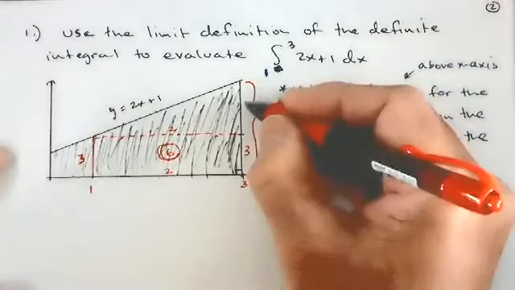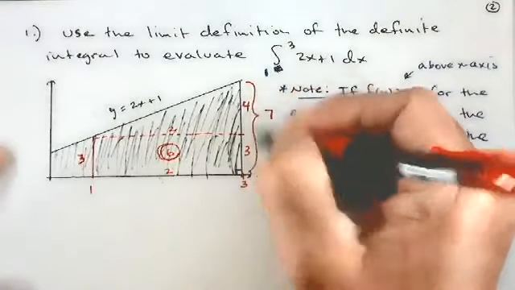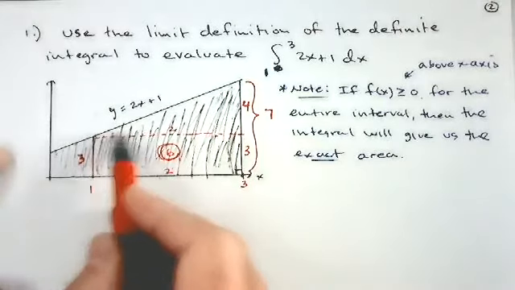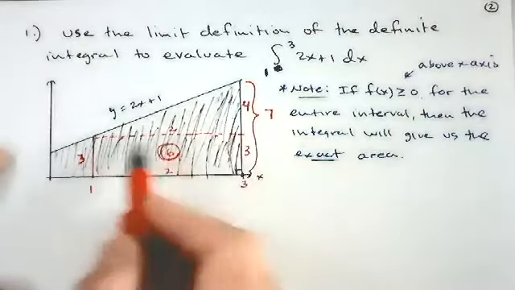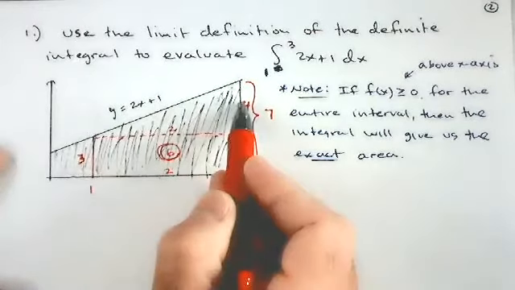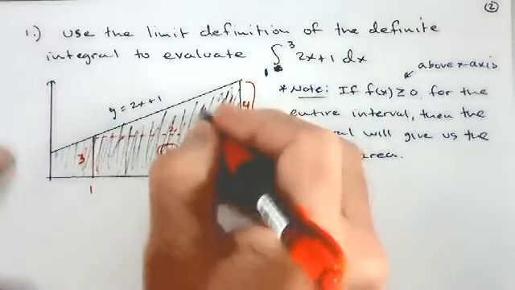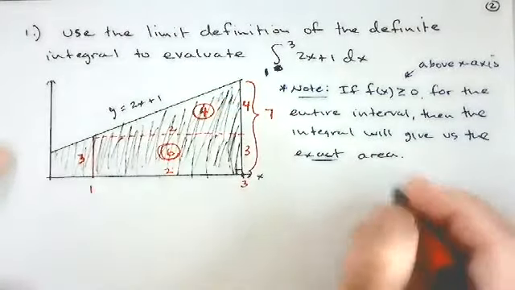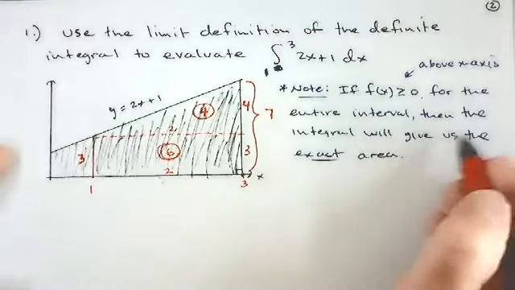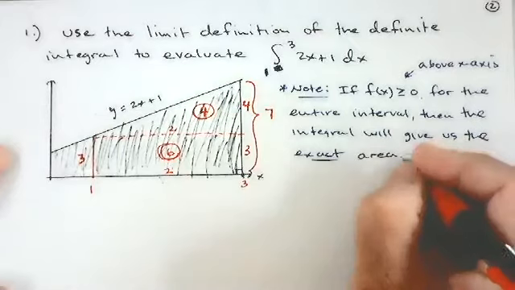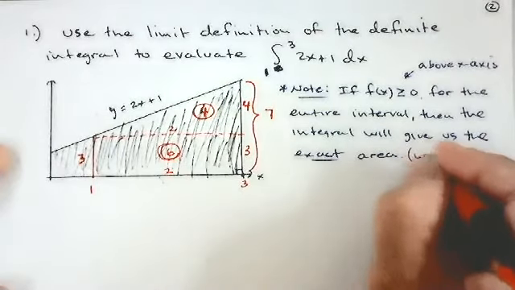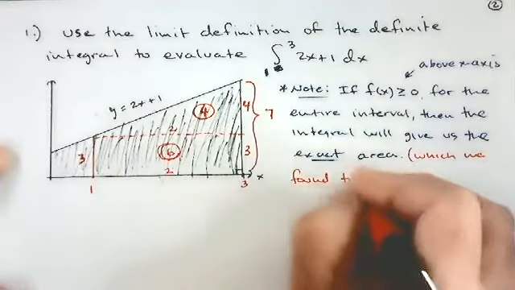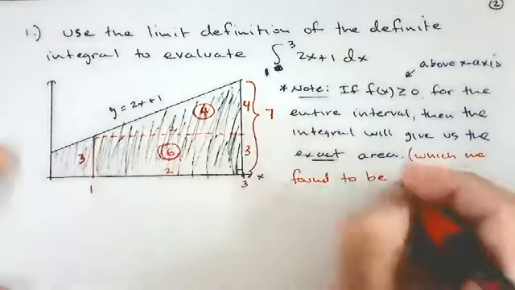Is everybody okay with this part right here would have to be 4, right? Good. So then the area of this triangle, remember the area of a triangle is 1/2 base times height. Base times height is 2 times 4 is 8. Half of that is going to give me 4. So I'm going to put underneath here, then the integral will give us the exact area, which we found to be 6 plus 4, which is 10.